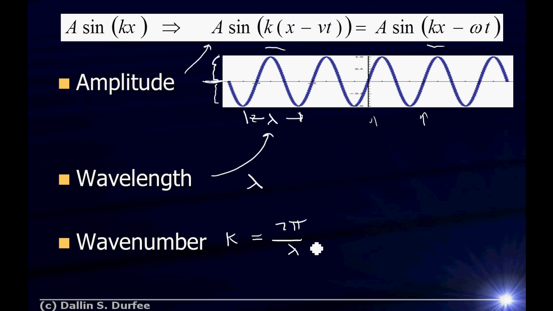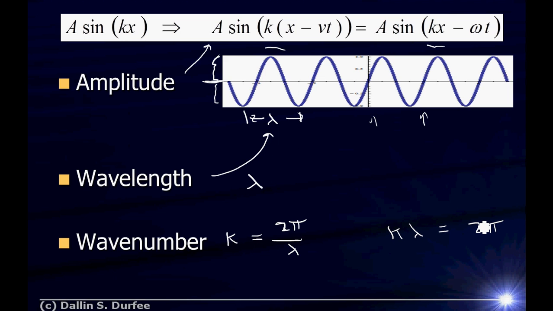So if I change x by 1 wavelength, the phase of our sine wave, the phase is just the thing we plug into our sine wave, the total argument, should change by 2 pi radians. So therefore, you see k is just 2 pi over lambda. If I multiply k times lambda, I'm going to get 2 pi radians, and that's what makes my wave repeat.